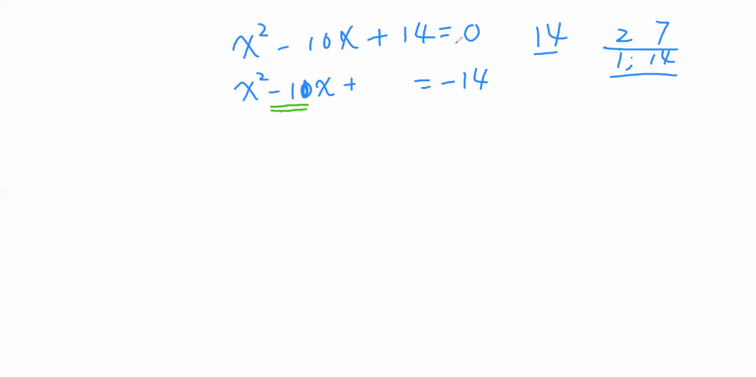Now, how do we find this one? We only need to take this number, negative 10, put it right here, divide by 2 and make it a square, right? Firstly, the coefficient here needs to be 1, and the coefficient of the first-degree term is negative 10. You take negative 10, half of it, and make it a square. Make sure you do the same on the right part.